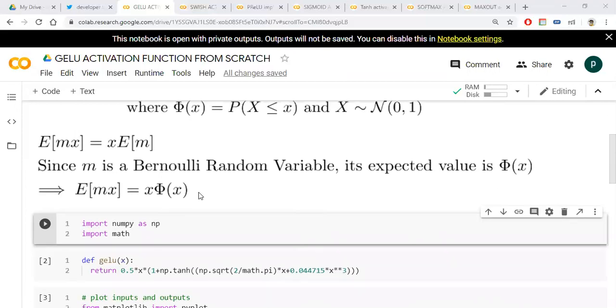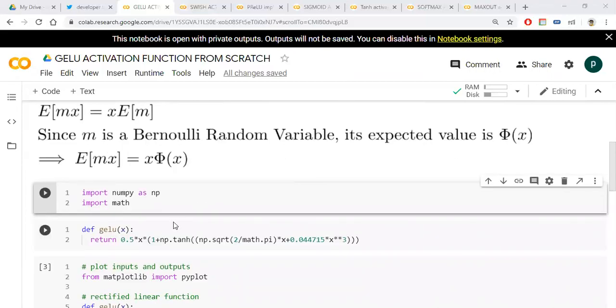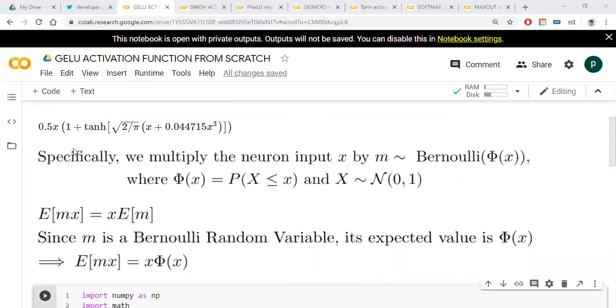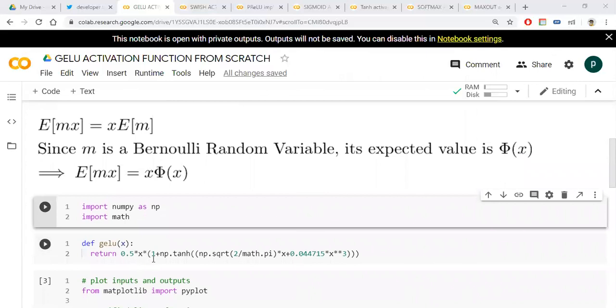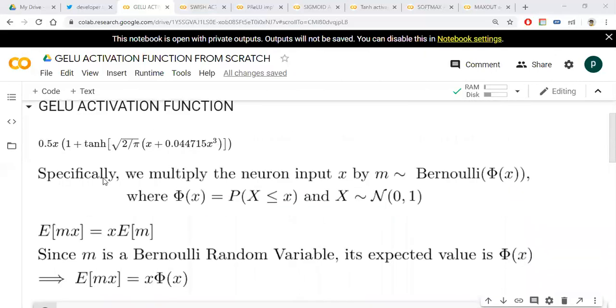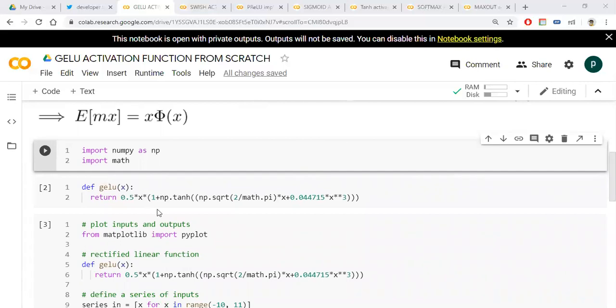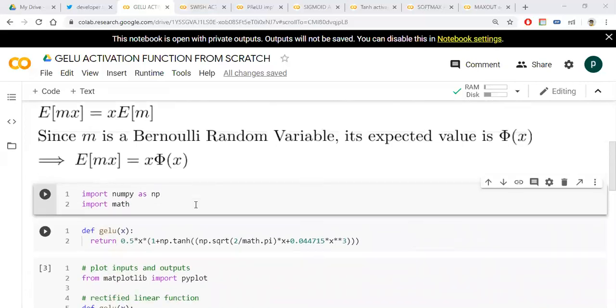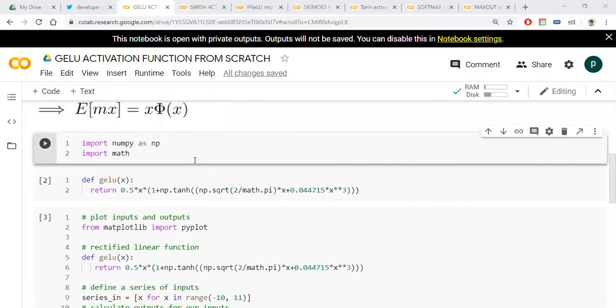And these are the important libraries, and this is the implementation. So I am writing a function called GELU, and I am returning 0.5 times x times (1 plus np.tanh of np.sqrt of 2 by pi). For pi, I am importing math and taking pi from it, and multiplying with (x plus 0.044715 times x cubed).